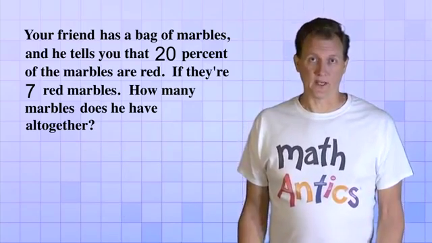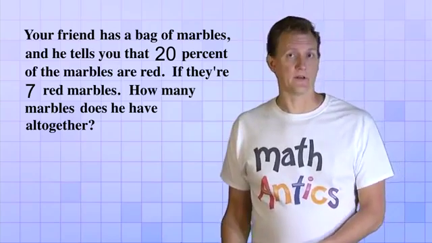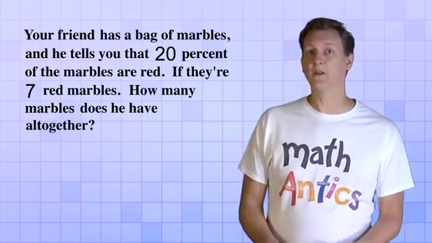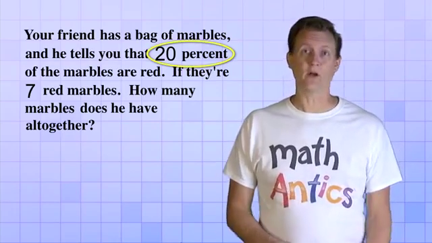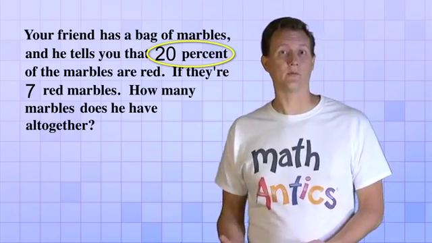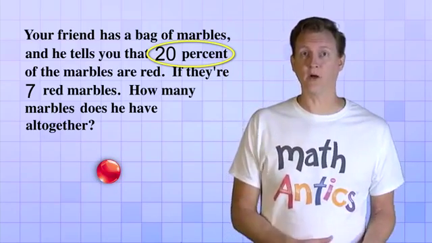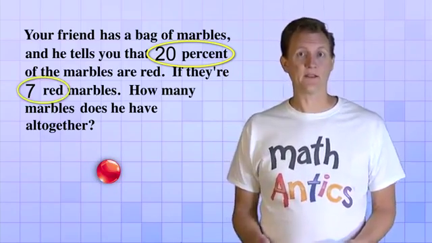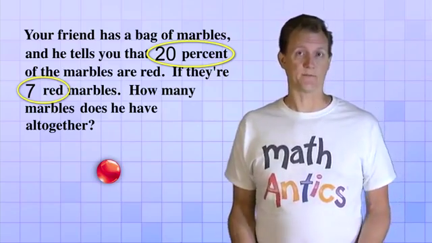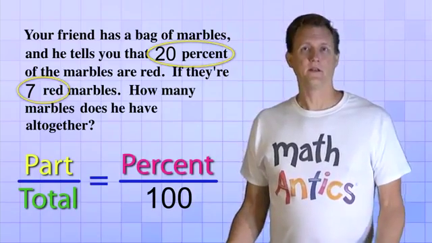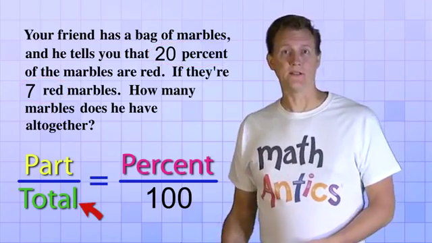And another way that we can tell is by the numbers that we are given. In this problem, we know that the percent is 20, and we're also told that part of the marbles are red, so we know that the part is 7, so that means that it must be the total that's missing. All right then, so how do we figure out what the total is?